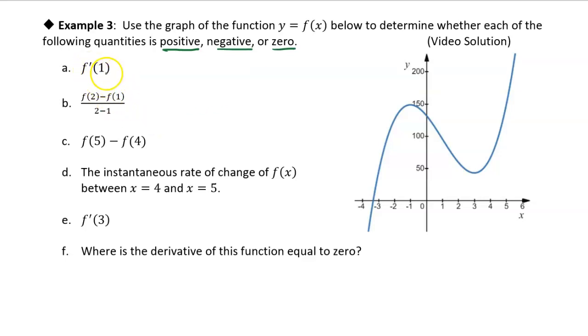We have f prime of 1. That's the derivative of the function at x equals 1. Now, the graph of f of x is shown here in the graph, right? So we want to look at what the derivative of the function is at this point x equals 1. Right about here is f of 1. It looks like it's about 100. But I want the derivative. So what I want is the instantaneous rate of change.